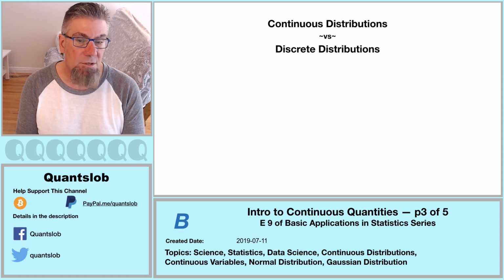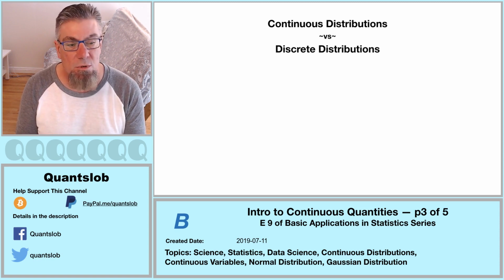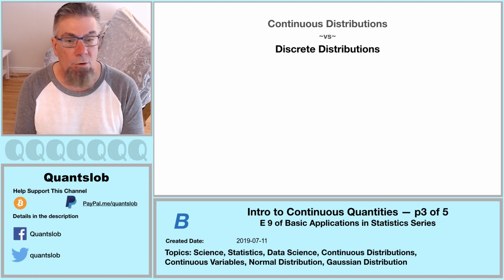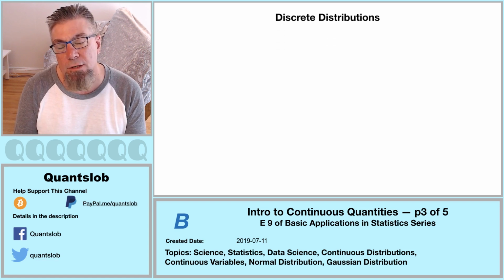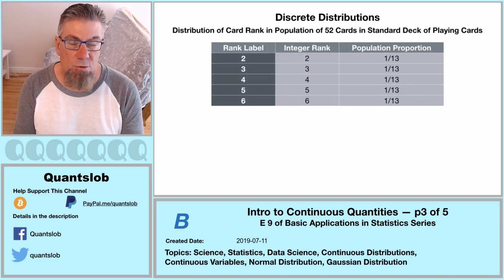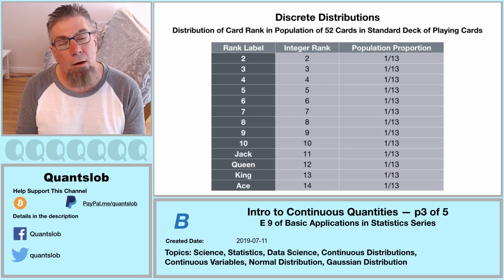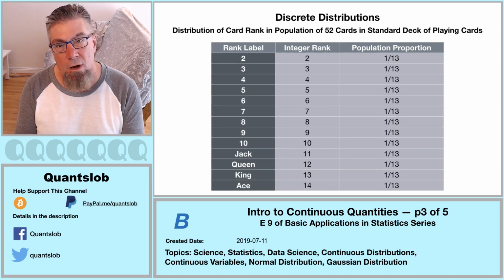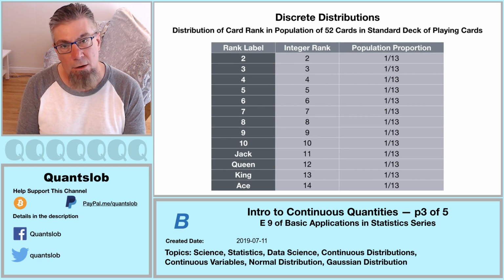We're going to continue with our discussion of continuous quantities and continuous distributions, but we're going to do it by contrasting continuous distributions with something with which we're already somewhat familiar. So let's return to a familiar discrete distribution, the distribution of card rank in a population of 52 cards comprising a standard deck of playing cards.